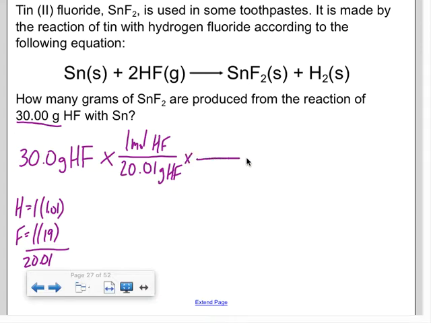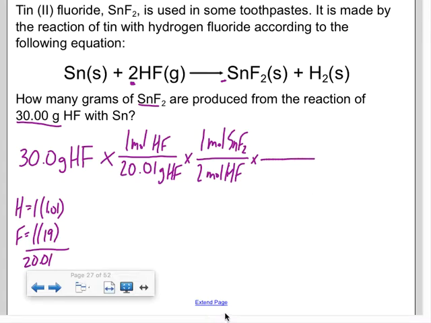Okay. Now my second conversion is the mole ratio. I'm going to go from moles of HF to my unknown. They want to know tin fluoride. To figure out your mole ratio, you're using the chemical equation. So here's HF, 2 in front. Here's SnF2, the 1 in front. I'm in moles of HF, so moles of HF go on the bottom, but it's going to be 2 moles of HF, and I'm converting that into 1 mole of SnF2.